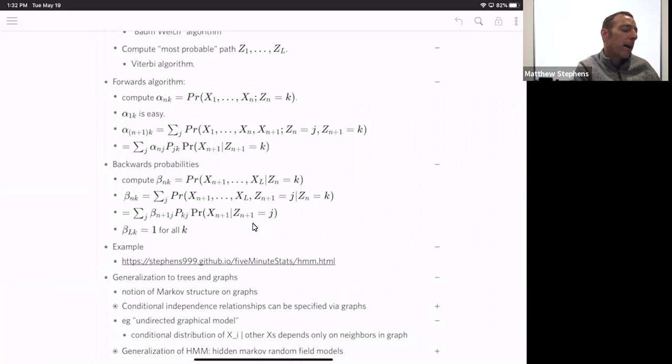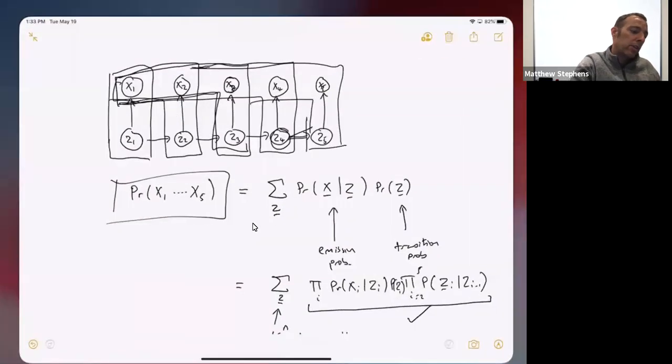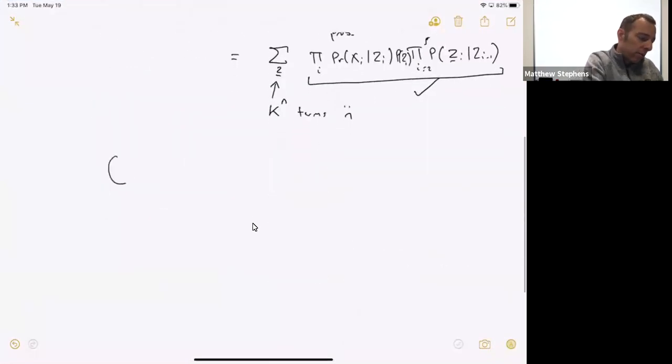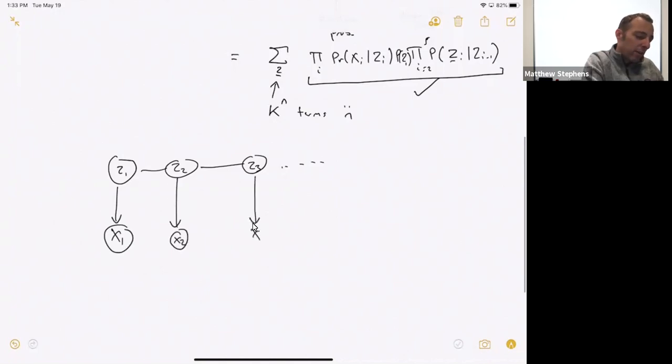So when you're given the backwards probabilities and the forwards probabilities, essentially, if you look at what these are, they're the probability of x n+1 up to x L given Z n equals k. So back to our picture, if we just draw a picture again. I've reversed the order of the arrows here, it doesn't make a difference.